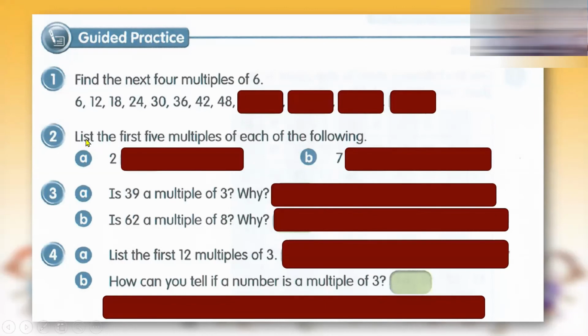Number 2. Number 2, list the first 5 multiples of each of the following. So you have to list down the first 5. If it is multiples of 2, of course you're going to start with 2 because it should be the first 5. And you need 5 numbers. Yes, 2, 4, right? Okay. Enough. Only 5 numbers. Okay? And then for letter B, you will start with 7. Alright?